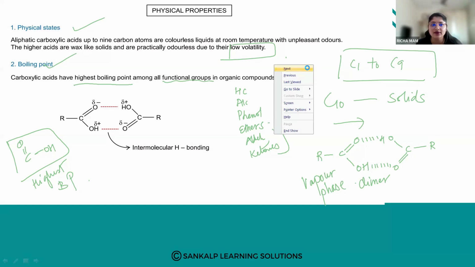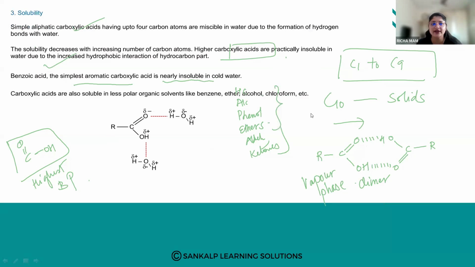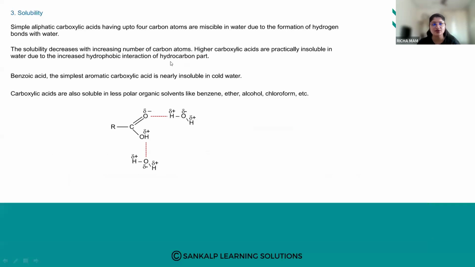Let us go for the next one. Next we are discussing solubility. The aliphatic carboxylic acids up to 4 carbon atoms, from C1 to C4, are soluble in water. What is the meaning of miscible? Miscible means they are soluble in water.